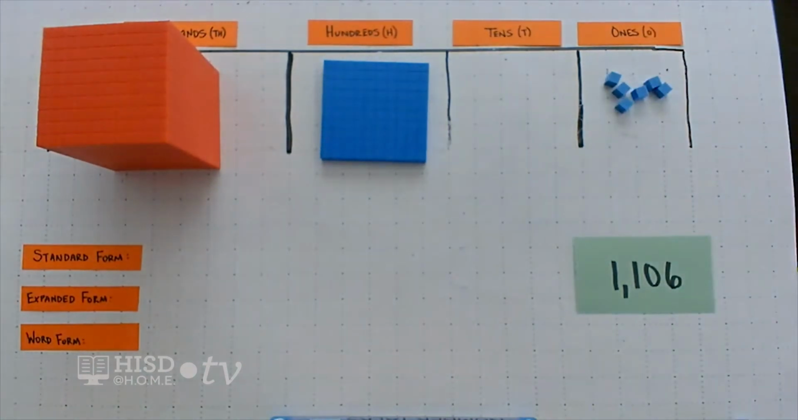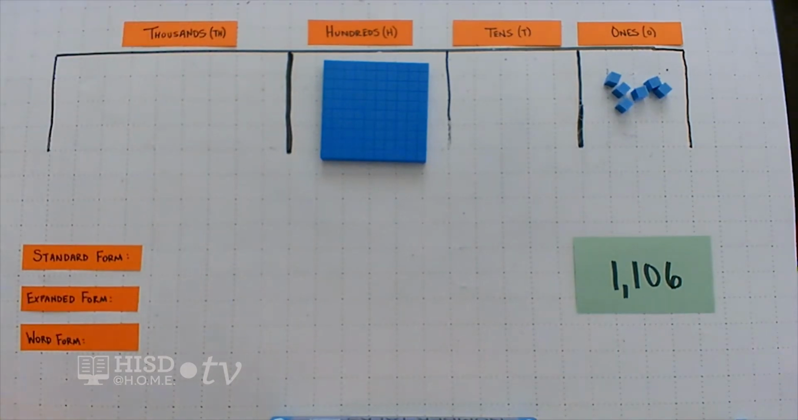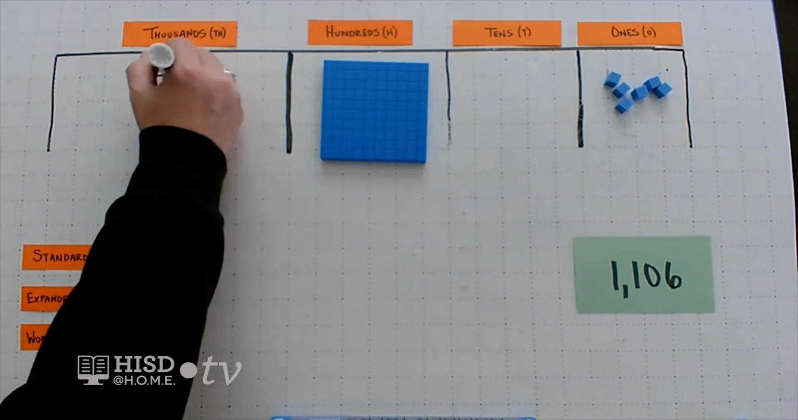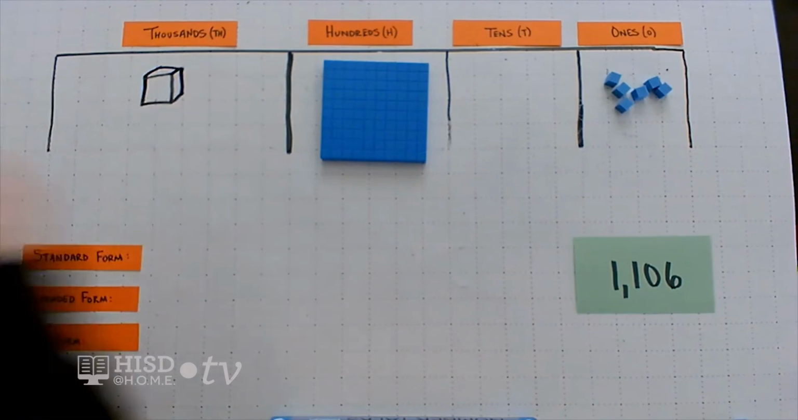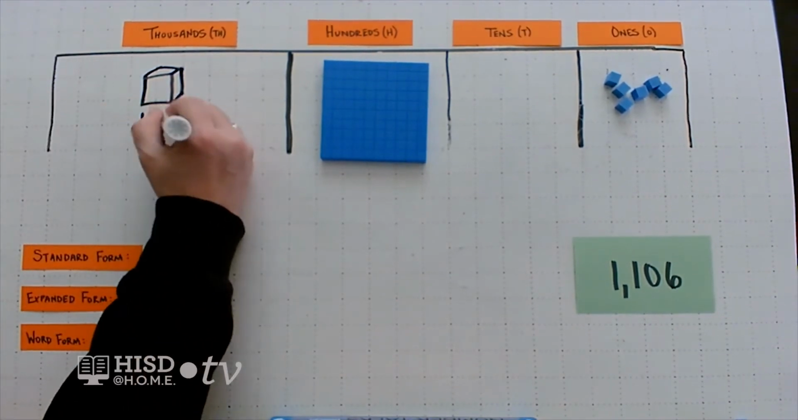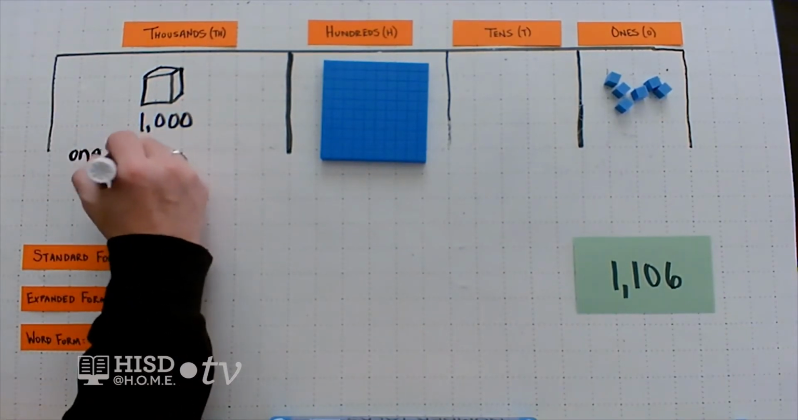So now I've been able to represent this value using my base 10 blocks. So now let's go ahead and draw our pictorial representation. So I'm wondering if you have already drawn what I'm going to replicate for you. So we're going to remove the thousands cube, and we are going to draw the picture of our cube. And as we do so, we know that the value of one group of 1,000 is 1,000, and in words, that is 1,000.